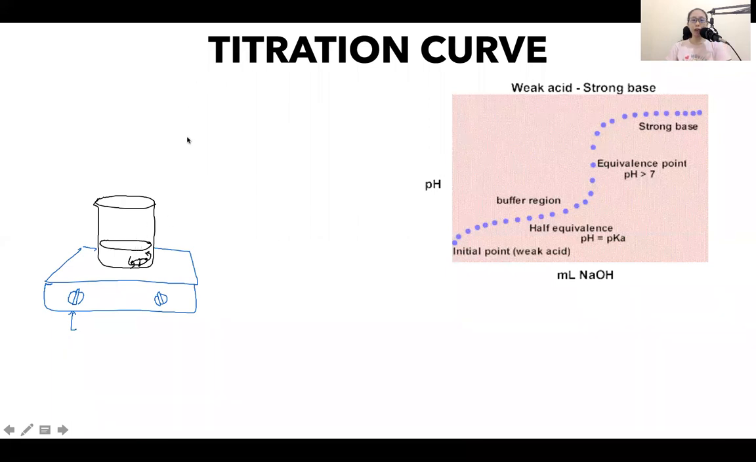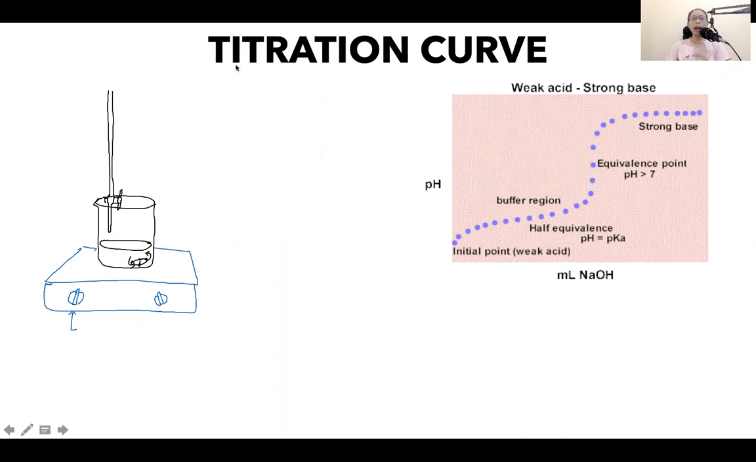Next, of course, we have our burette, with the tip of the burette set so that the titrant will fall inside our analyte solution. So you have the stopcock here.